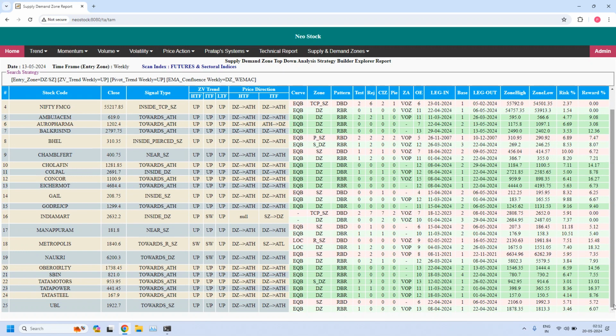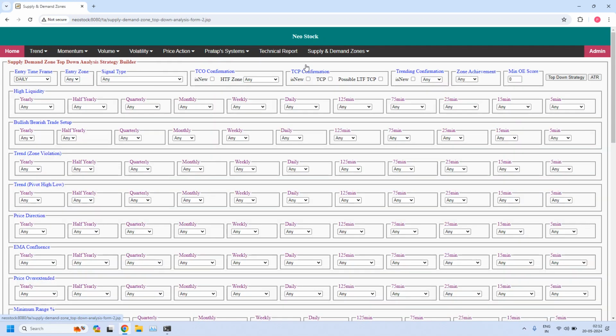Now let us look into weekly supply zones having weekly EMA confluence. Selecting entry time frame weekly, and in EMA confluence in weekly time frame, this time I am selecting supply zone having weekly EMA confluence. WEMAC means weekly EMA confluence. But EMA confluence is valid only in the trending market. So because this is a supply zone, let us select downtrend. Only such kind of stocks are having high probability setup.